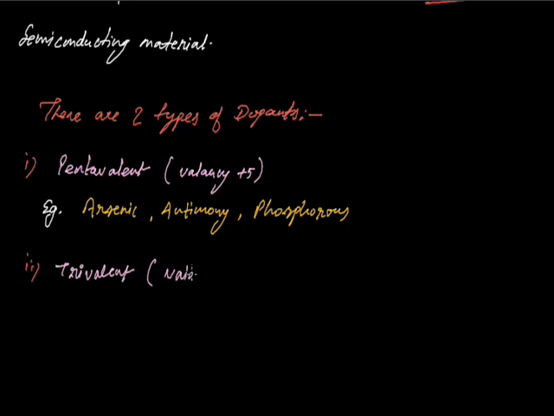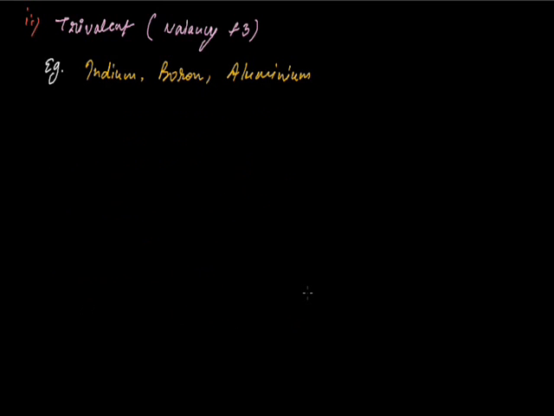Its valency is plus 3. It can contribute only 3 electrons per atom for bond formation between two atoms. Examples of trivalent impurities: indium, boron, aluminium. Now we will discuss how the doped amount of impurities changes the conductivity of a semiconducting material.